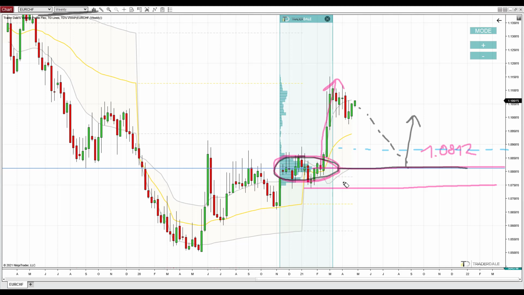It doesn't really matter how long it will take for the price to come to 1.0812. It doesn't matter. Markets have good memory, so even if this takes half a year, I don't mind. Even if it's a year, I don't mind. And when the price hits this area, I'll expect that there'll be a buying reaction and that the price will react there. Alright, so that's for the long-term swing trading idea on the Euro Swiss franc.